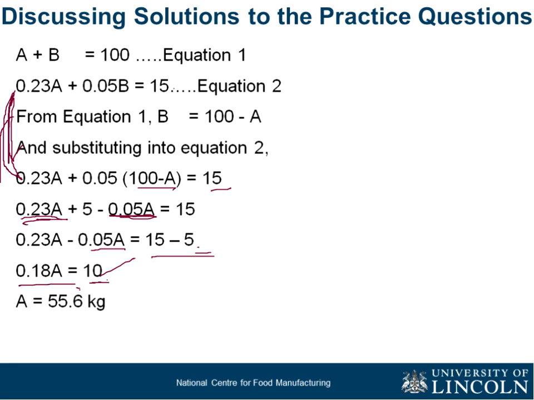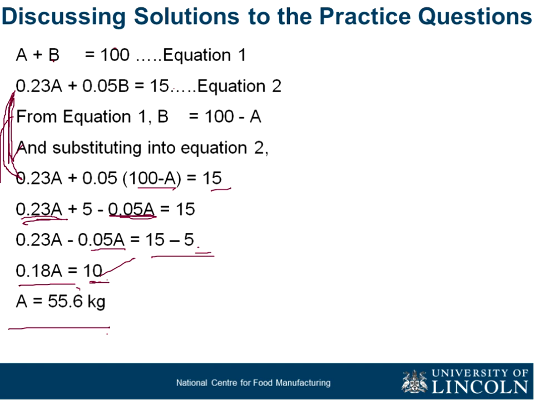Then 15 minus 5. I don't need a calculator for that. That is 10. Then my A will now be 10 divided by 0.18. So I have my A to be this. So I've gotten my A. All I need now is to use equation 1, the simple one, to get my B.